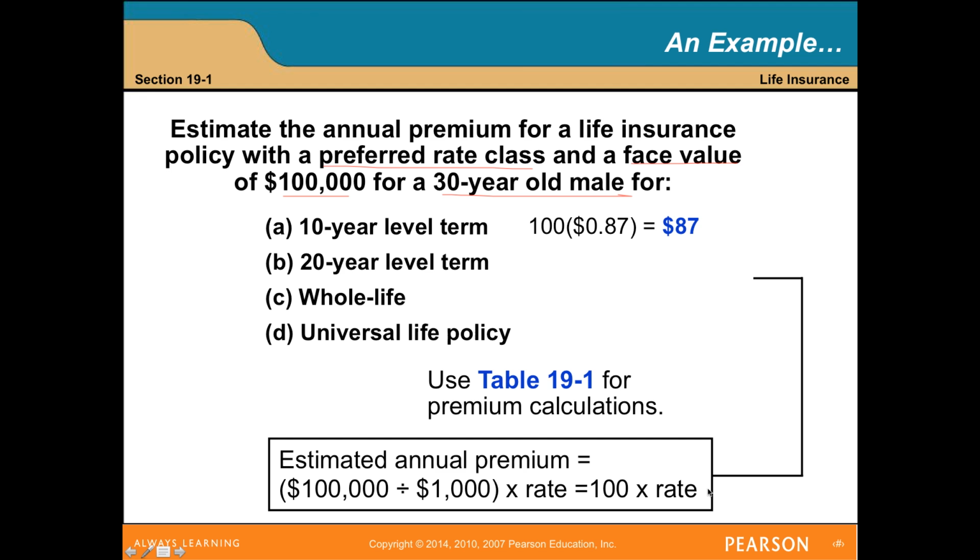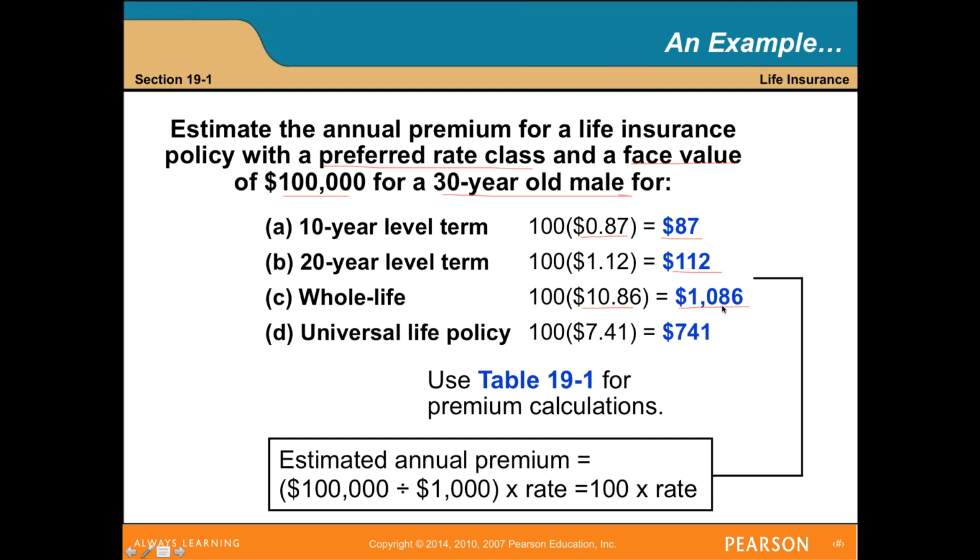So you have 100 times 87 cents, that's $87. Here you have 100 times $1.12, that equals $112. For the whole life, you have 100 times $10.86, that's $1,086. And then here you have 100 times $7.41 equals $741.